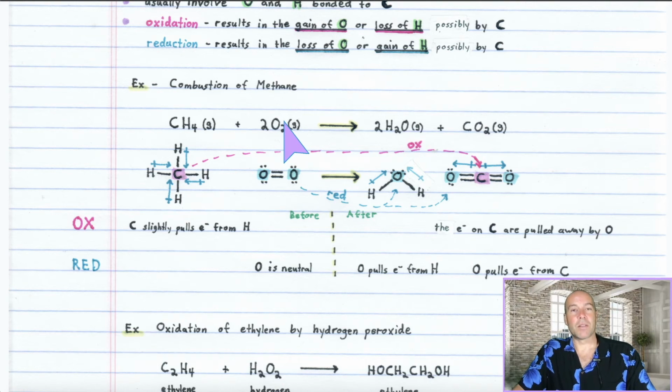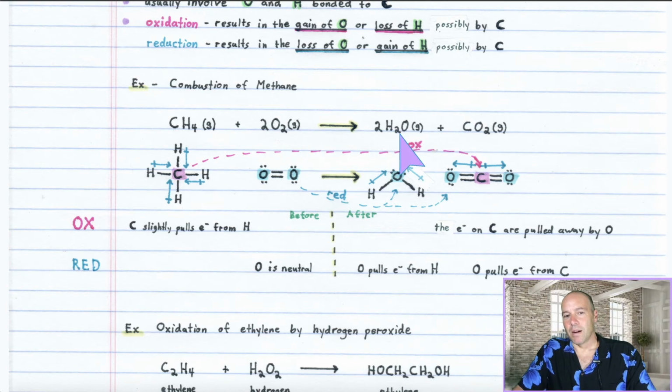Now, what about the oxygen here? Here you've got two oxygens on both sides of the double bond. There's no reason for one to pull the electrons away from the other one. And so the oxygen atoms here are both neutral.